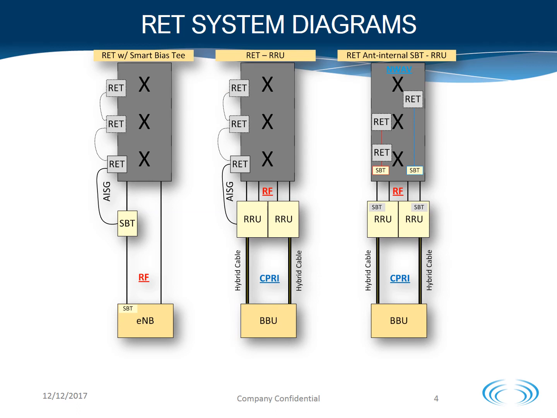RET system diagrams. Before we get into the details of the diagrams, I would like to quickly discuss Smart BIASTs, shown here as SBT for short. Smart BIASTs are used to inject and extract DC and AISG signal between the RETs and the radio. For this diagram, we will refer to ground-based radios as eNode B and RRU for top-mounted radios.